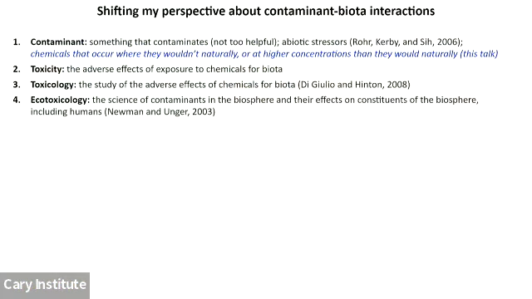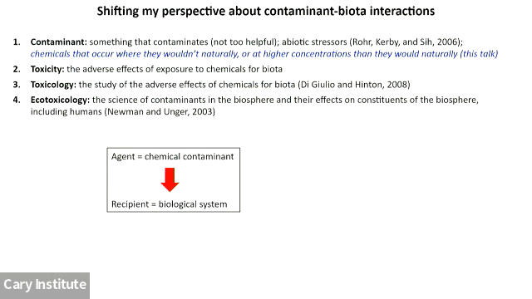So what all these definitions have in common, in my view, is that they define the agent as the chemical contaminant and the recipient being the biological system. But then I started working at the crossroads of two labs, and I was working with Emily Bernhardt's group, an ecology group and a biogeochemistry group, and it really transformed my thinking about contaminants as materials in the environment that don't have an agenda, right?